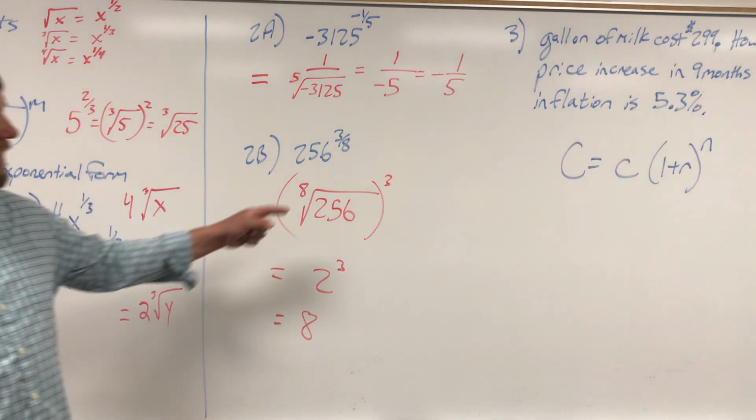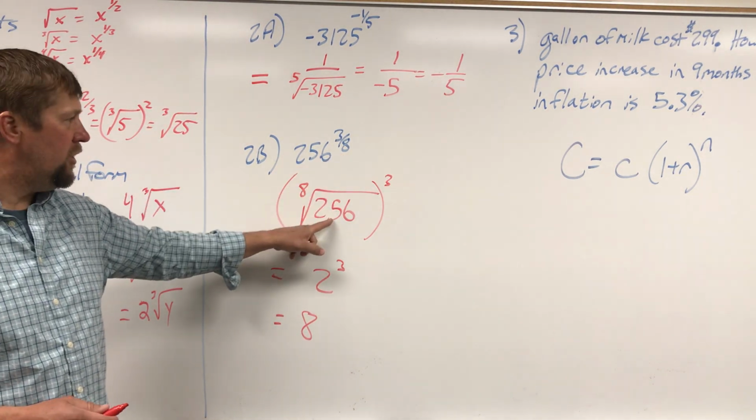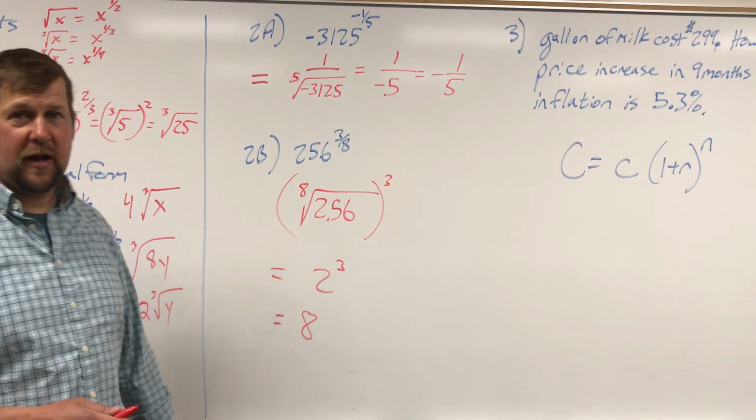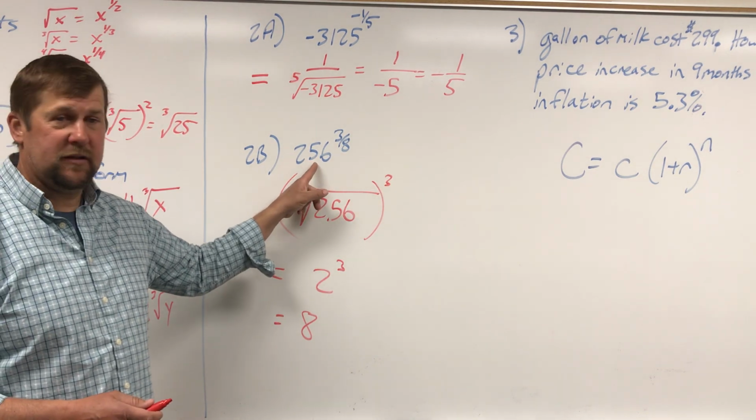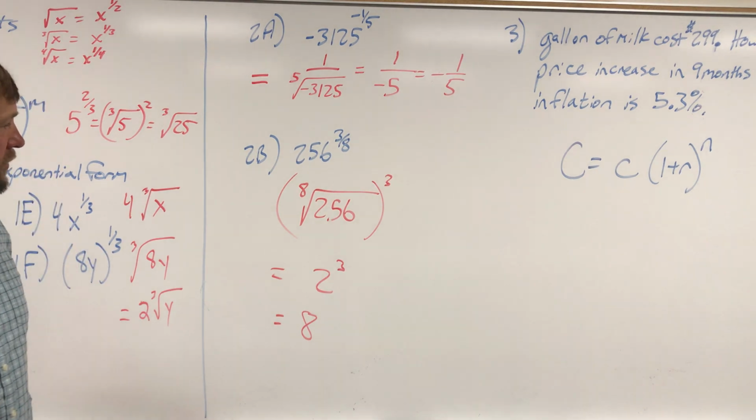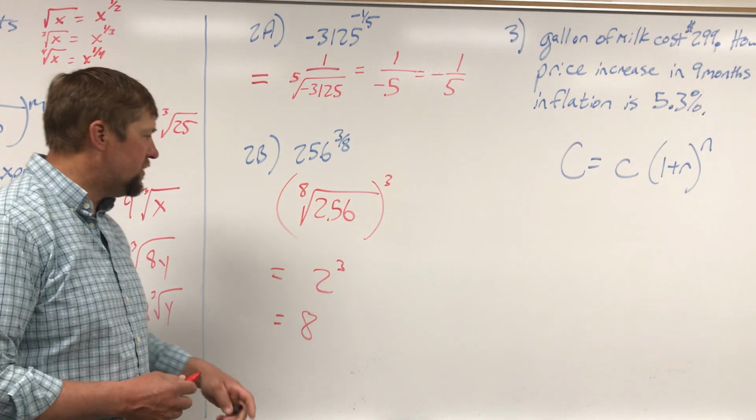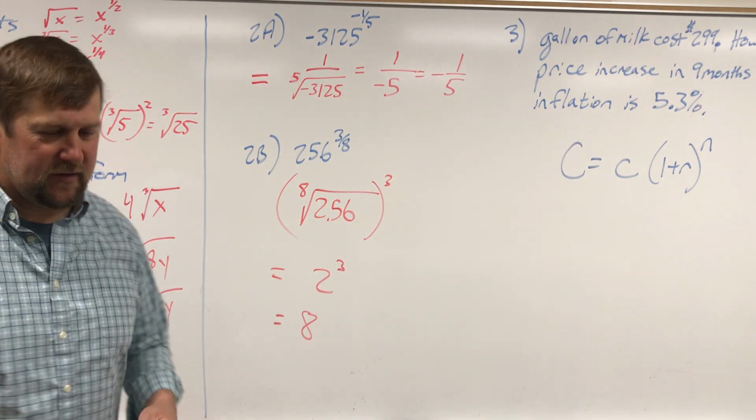So what I did here was I took the eighth root first and then I cubed it. I'd rather not cube this first and then try to take the eighth root. Take the eighth root first and then cube that. That would be the easiest way to do that.